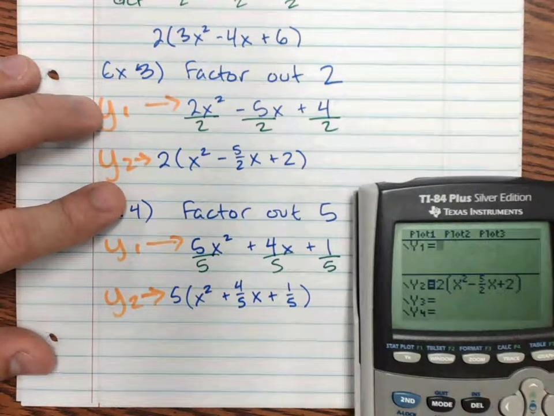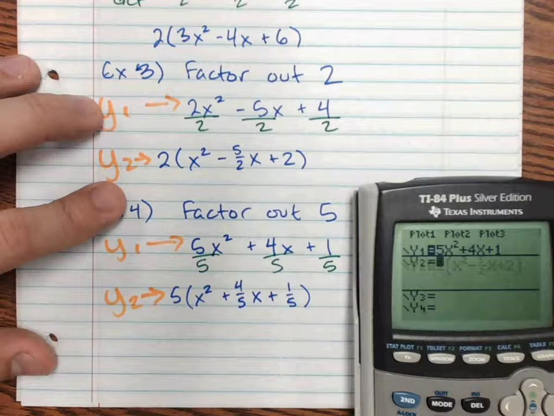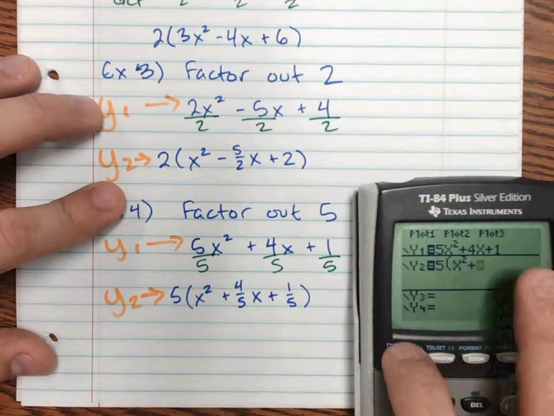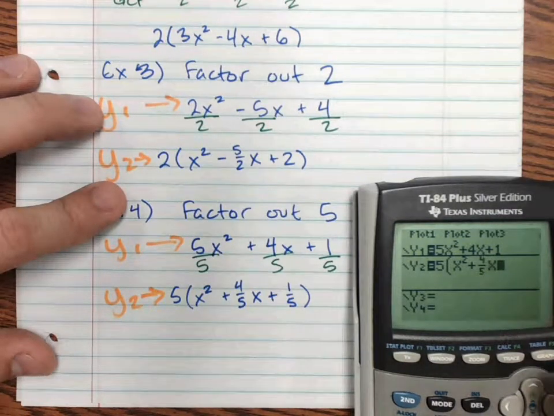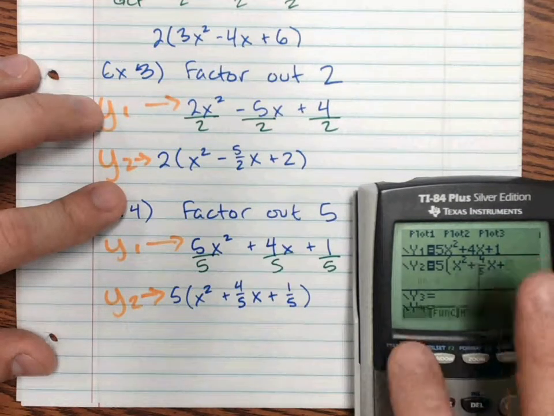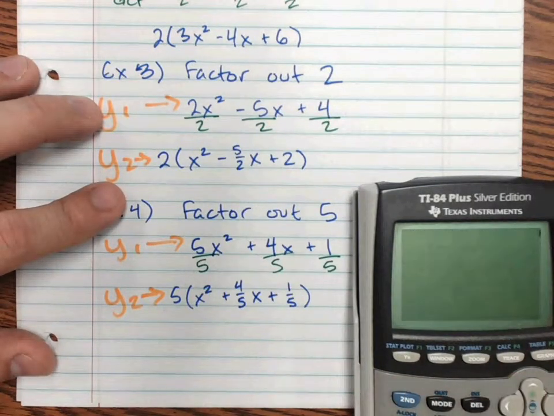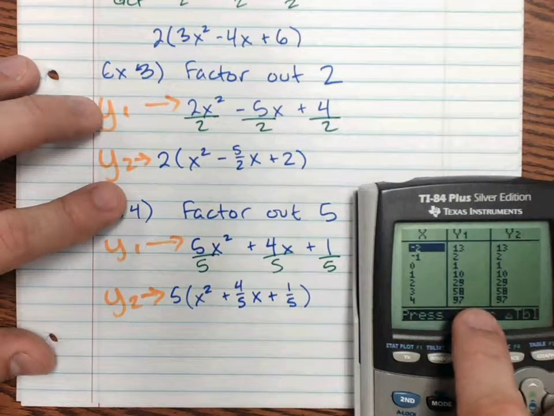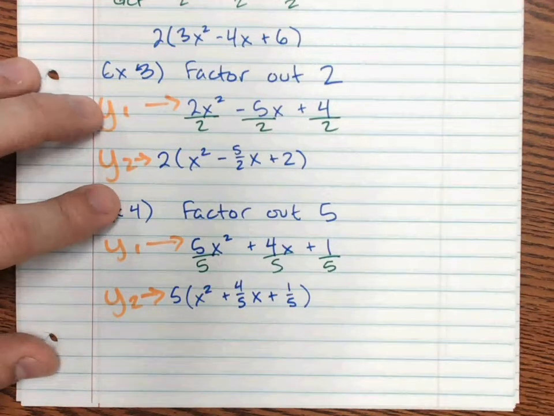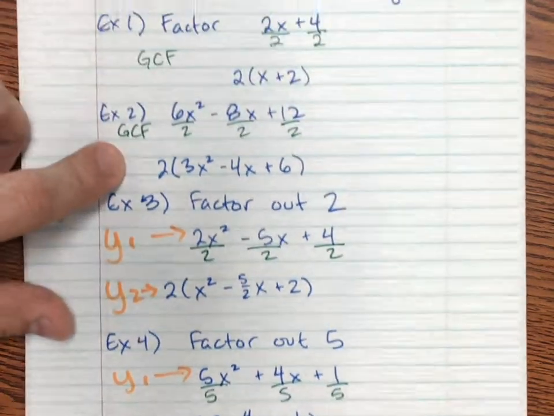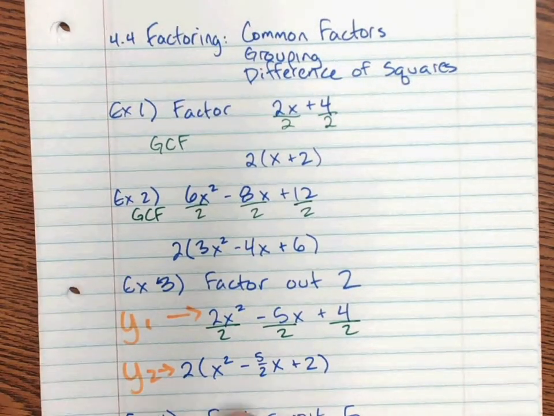So let's say 5x squared plus 4x plus 1. On the second line, 5 times x squared plus 4/5 x plus 1/5, and then check our table to make sure that our last two columns are identical. So that is just basic factoring out a common factor. The next thing we're going to do is we are going to factor by grouping.